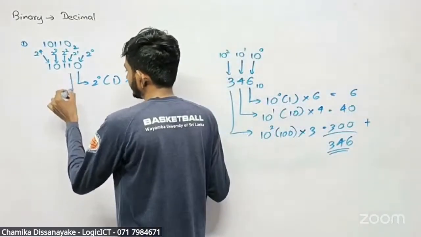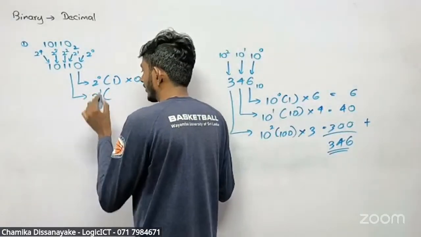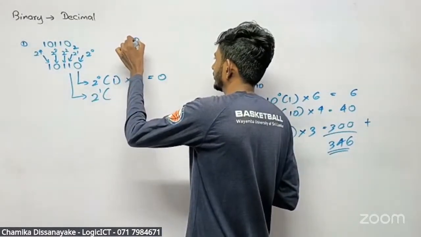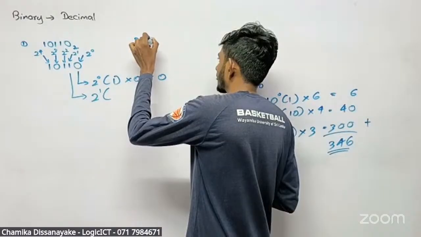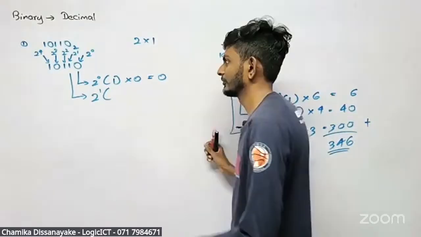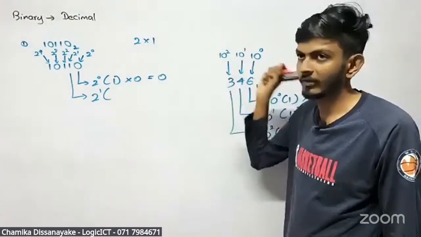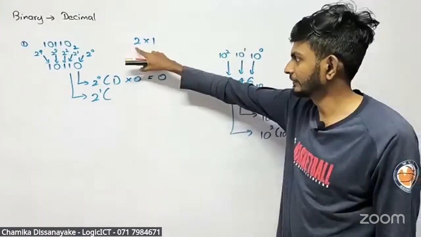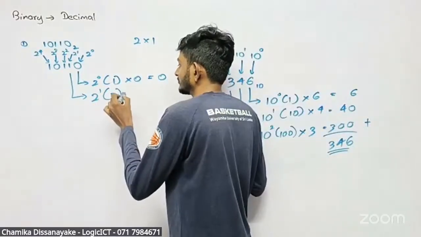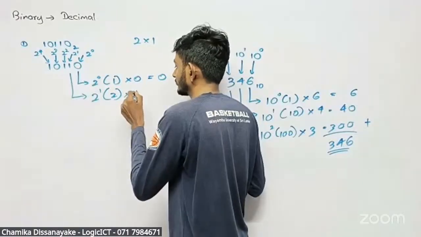Let's see the second one: 2 to the power 1. 2 to the power 1 means the number 2. How do we calculate 2 to the power 1? 2 multiplied by 1. Any number to the power 1 means we multiply that number by 1. So 2 multiplied by 1, and here we have the digit 1. Multiply by 1.